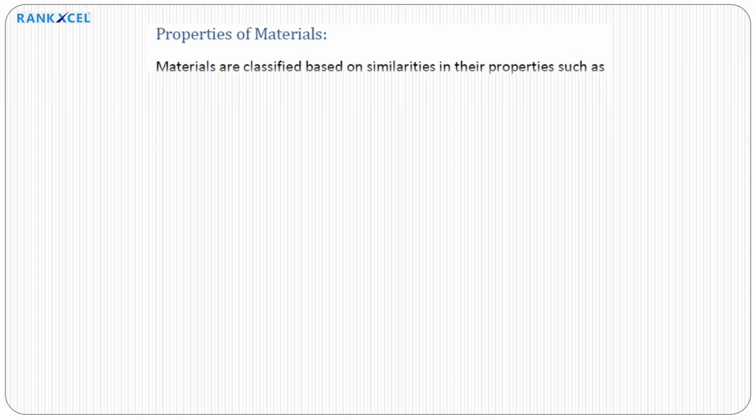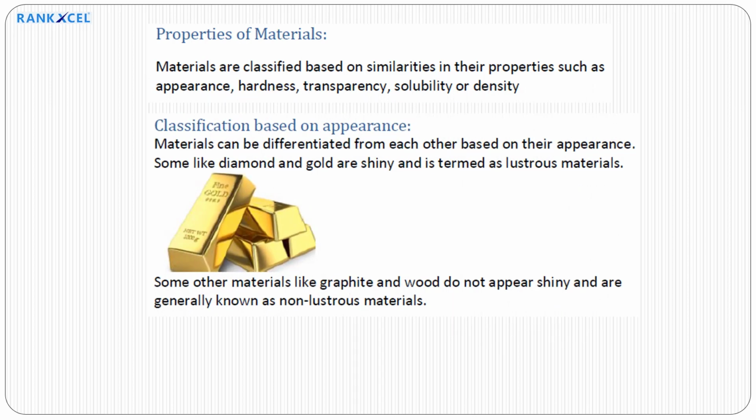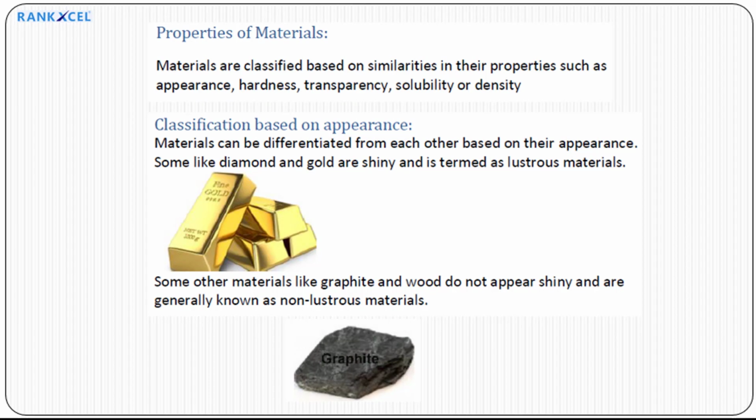Properties of materials. Materials are classified based on similarities in their properties such as appearance, hardness, transparency, solubility or density. Classification based on appearance. Materials can be differentiated from each other based on their appearance. Some like diamond and gold are shiny and are termed lustrous materials. Some other materials like graphite and wood do not appear shiny and are generally known as non-lustrous materials.